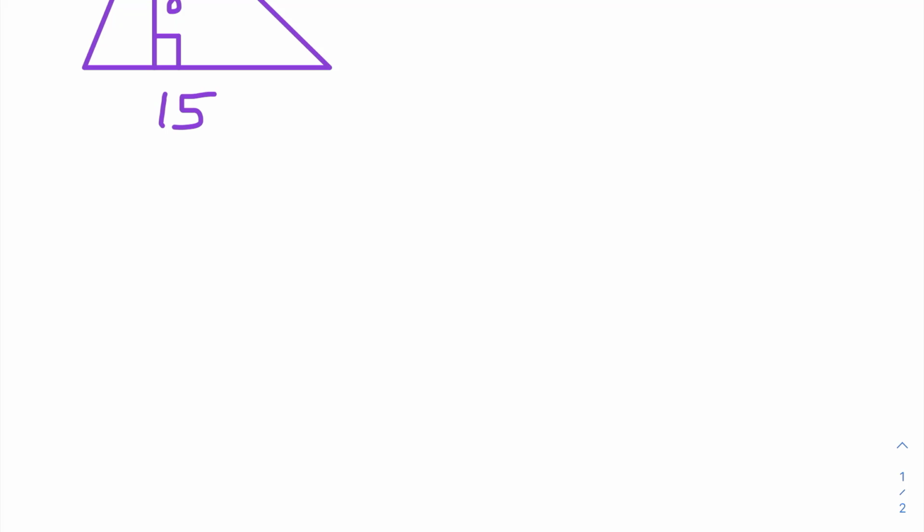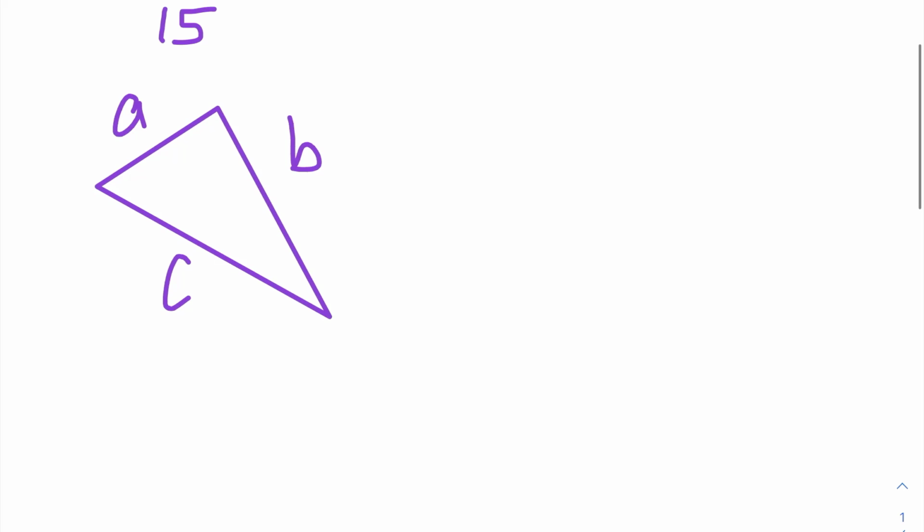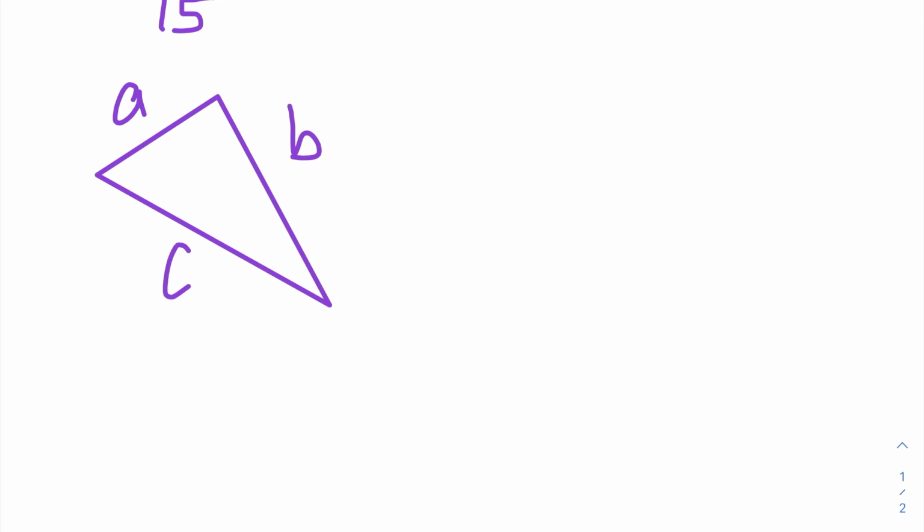But what if we have a triangle and we're only given its side lengths? So for example, a triangle like this, A, B, and C. We can still find the area using something called Heron's formula. So to use Heron's formula to find the area of a triangle, we need to know the 3 side lengths of the triangle and its semi-perimeter.